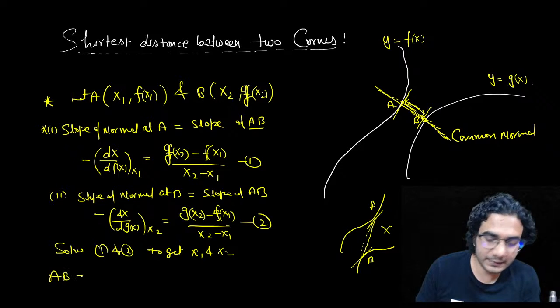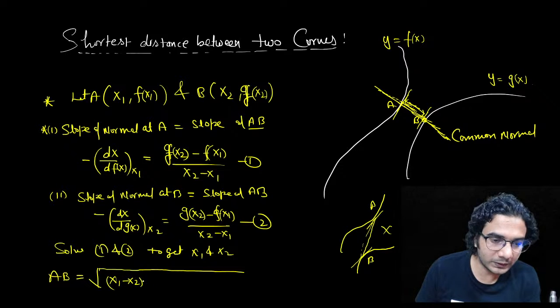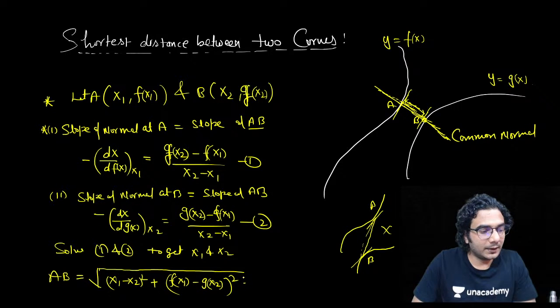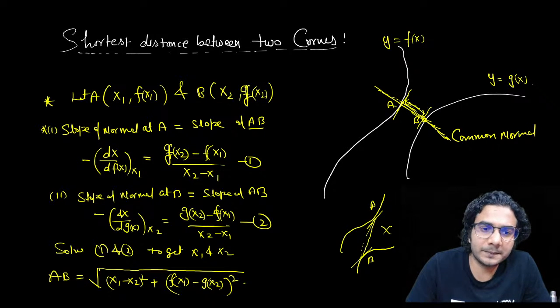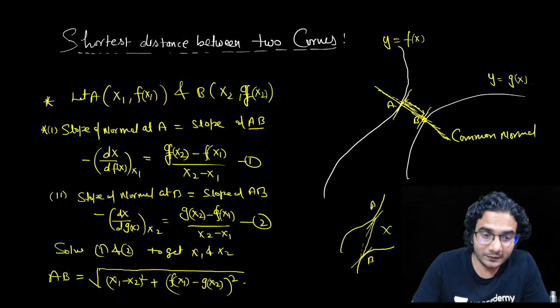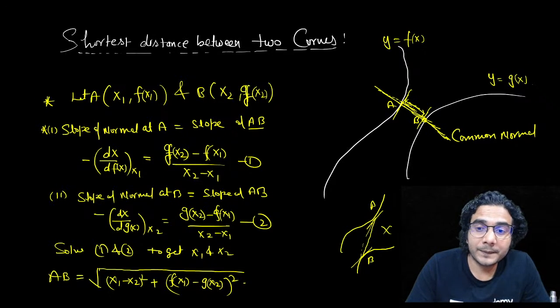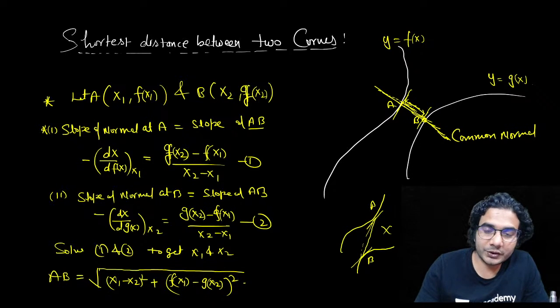So the shortest distance AB is going to be the square root of (x1 minus x2) the whole square plus (f(x1) minus g(x2)) the whole square. All right, like this. So this is the procedure, which for different curves will not be as lengthy as it looks here. Okay, so I'll start with the first question.